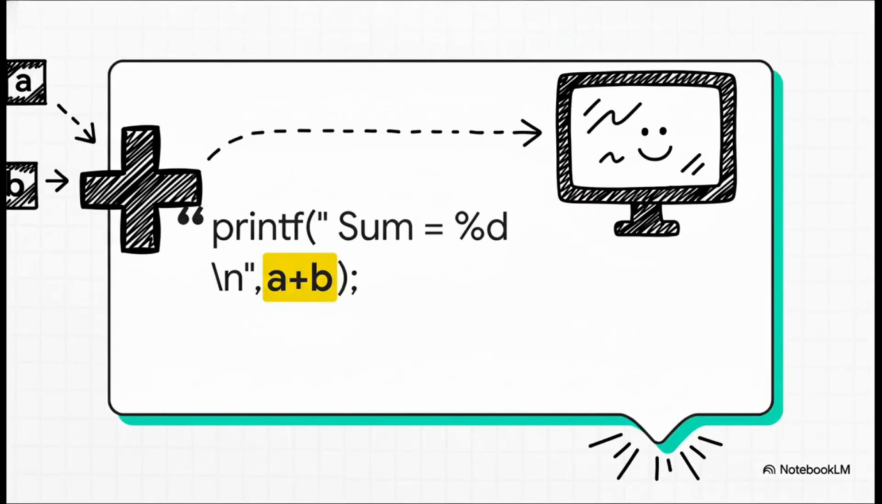And here's what it looks like in a real piece of code. This line is super straightforward. It's just telling the computer, hey, take the value you have for A, add the value you have for B, using that plus operator, and then just print out the result. See, it's simple, it's direct, and it's incredibly powerful.